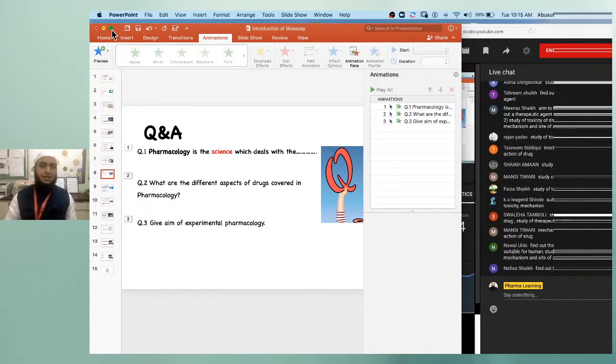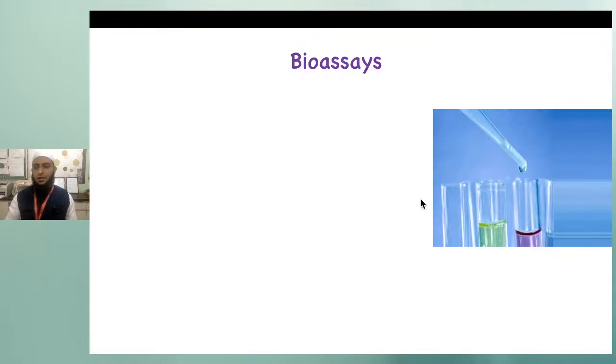So I'm moving to the second part of the session. Till now, we have seen the very basic part of pharmacology. We have seen what we mean by pharmacology, why we are using experimental pharmacology, why it is important, and what you study in experimental pharmacology. That we have studied in our first part of the session. Now in our second part, we will see about bioassays.